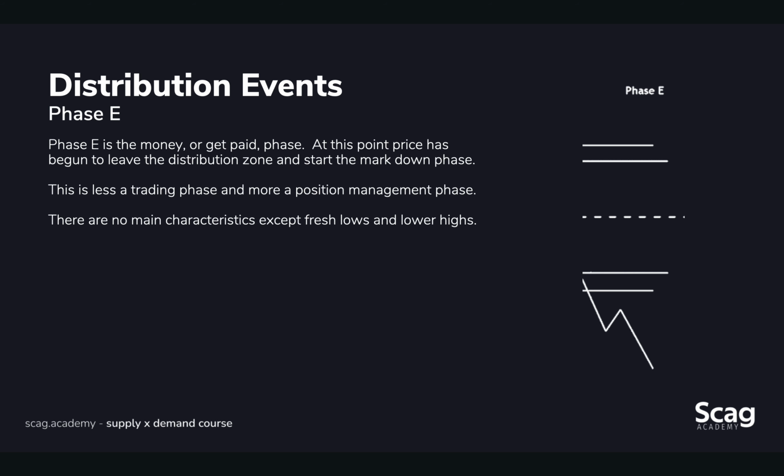So phase E, once again, the money phase, the get paid phase. Again, at this point, prices begin to leave the distribution zone, start the markdown phase. This is, again, less of a trading phase. You can find opportunities within here, but at this point, we're more than likely just looking to manage our positions, manage our trades, and kind of just scale off or potentially even in more positions.